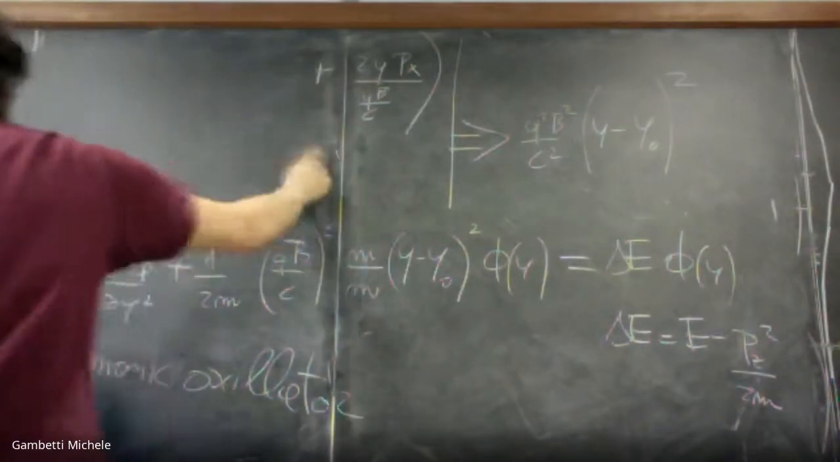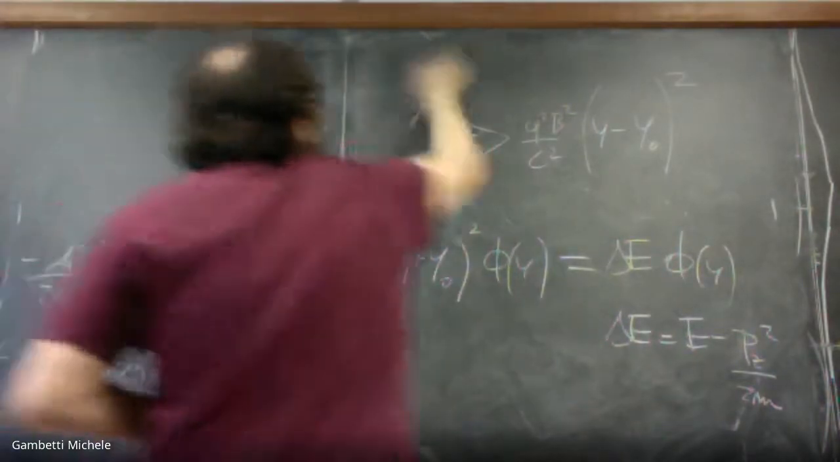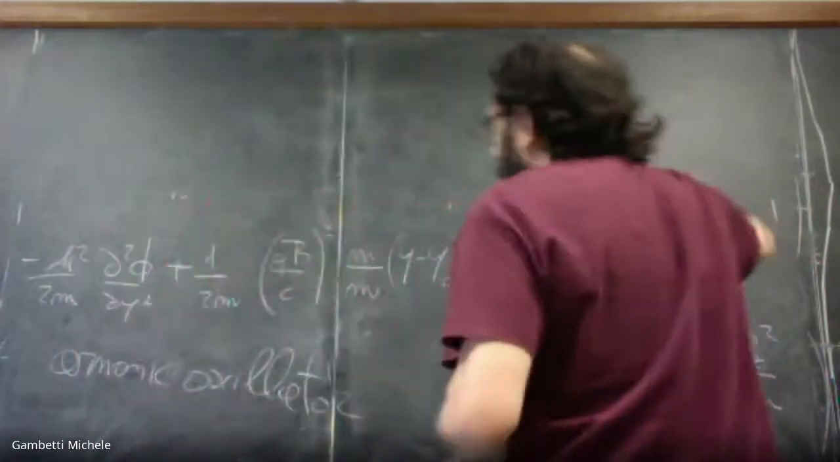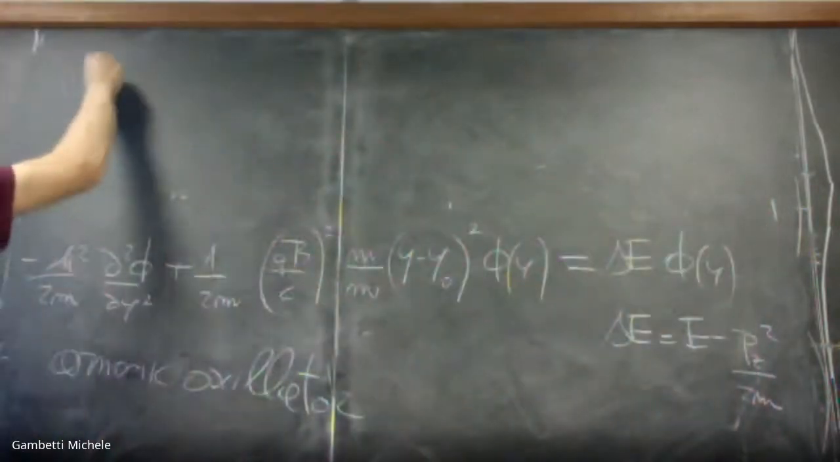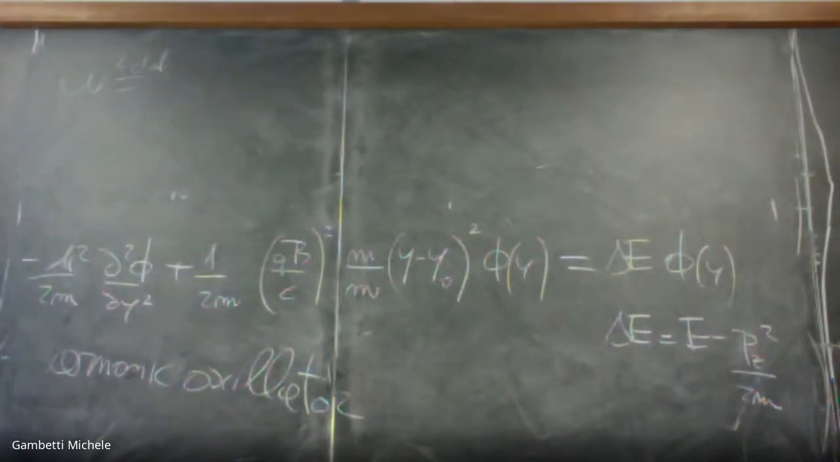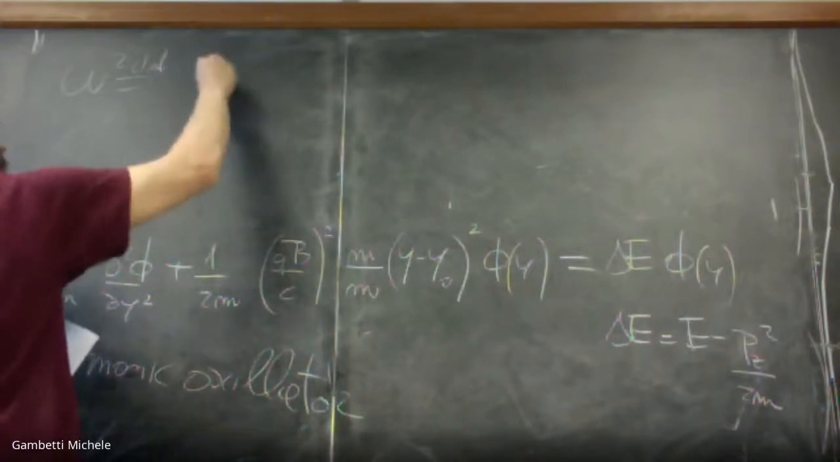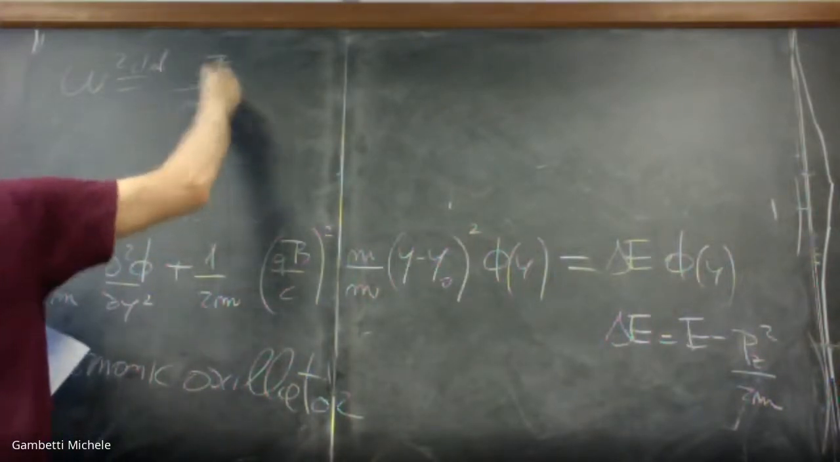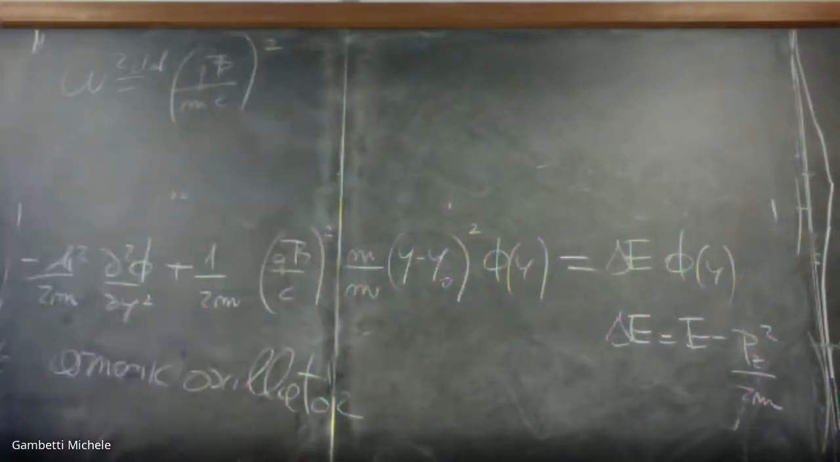Indeed, we can introduce omega squared. So let us introduce omega squared by definition to be this quantity, (qB over mc) squared.